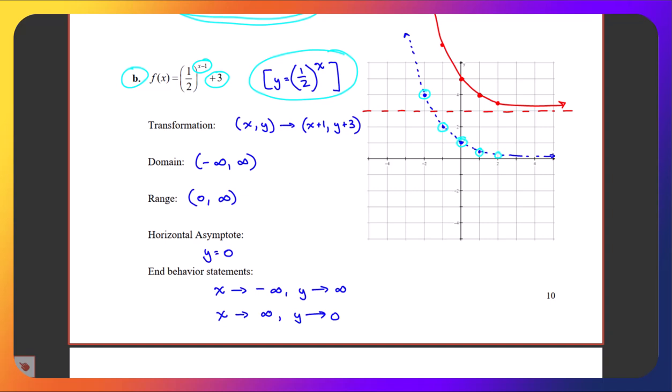So I take this point to the right 1 and up 3. Take this point to the right 1 and up 3. Take this point to the right 1 and up 3. Take this point to the right 1 and up 3, off the graph, but it'll help. And our horizontal asymptote that used to be on the x-axis, y equals 0, goes up 3, and now it's y equals 3, and here's our graph.